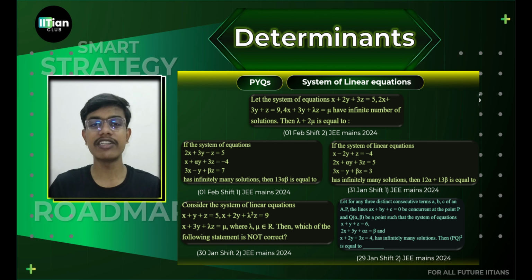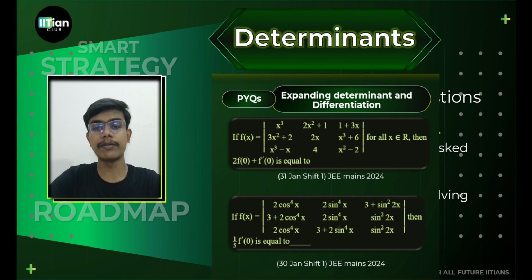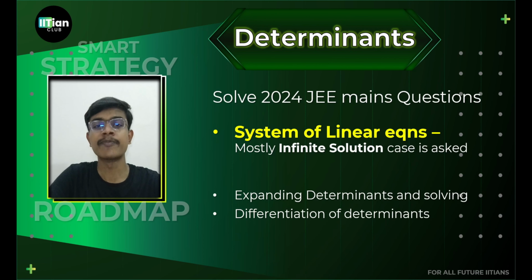This is the most favorite topic of NTA, so make sure you cover this in these last 7 days and crack it. Also this year some questions from expanding the determinant and solving was asked. Also these are simple questions, that's why I mentioned it as an easy kill topic. In these last 7 days, if you do these, you will be able to boost your score by 20 marks, which makes a great difference. Make sure you do that.